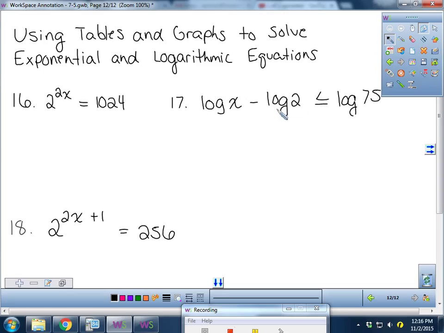All right. We're going to talk about how we can use tables and graphs to solve exponential and logarithmic equations. So if you will recall from a long, long time ago, we talked about how you could put this side into your y1 and the other side of your equation into your y2, and then you could figure something out from that. So that's exactly what we're going to do. We're going to have y1 and y2.